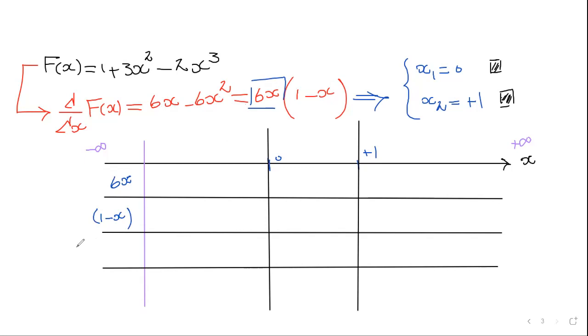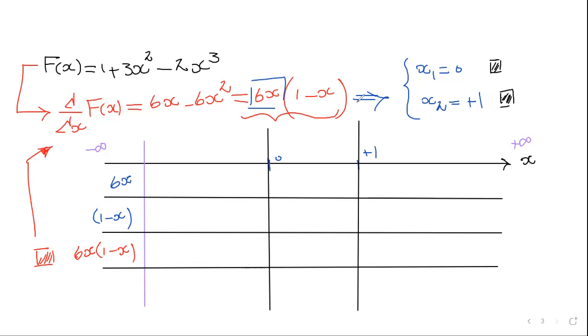And also, the last row represents the product of these two expressions, because on the last line, I make sure that I reconstruct the first function that I started with, which is 6x times 1 minus x. You see that this is exactly this function. I reconstructed it.